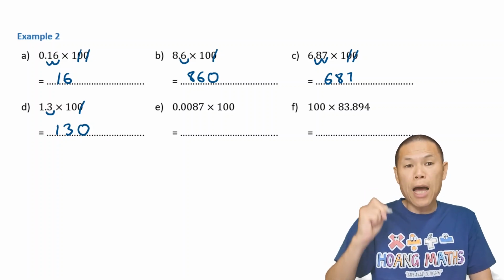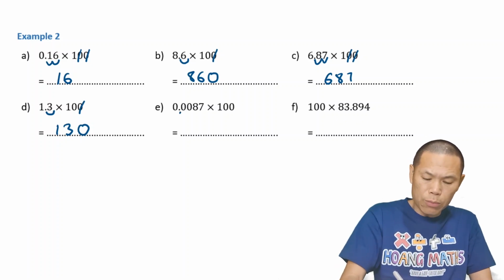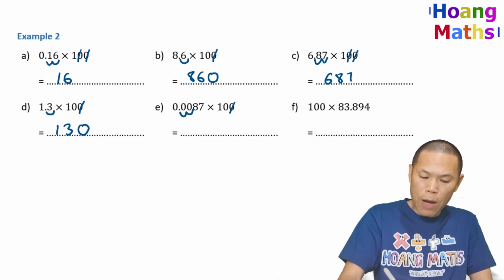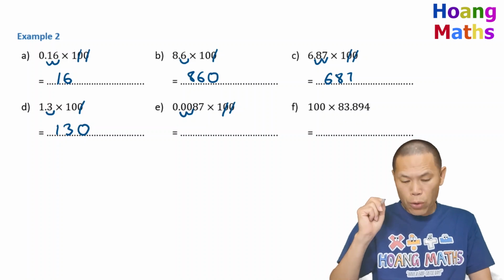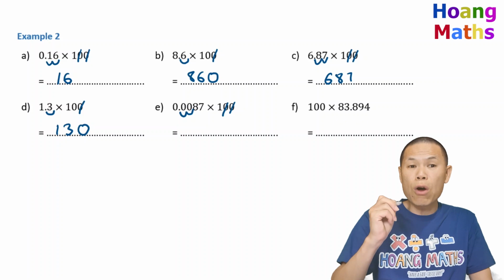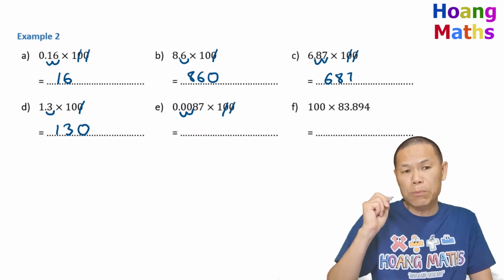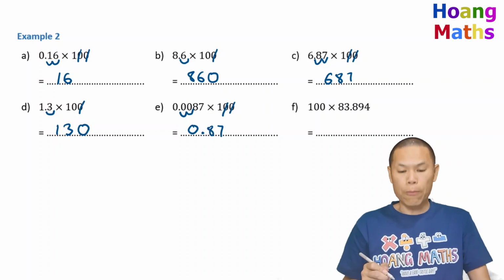0.0087 times 100. So the number gets larger. So this decimal point here, we move 1, we cancel that. We move it 1 more time, we cancel. So that becomes, we do not write .81, we just need to have a 0 in front of the decimal point. So 0.87 times 1. So the answer is 0.87. So there you go.